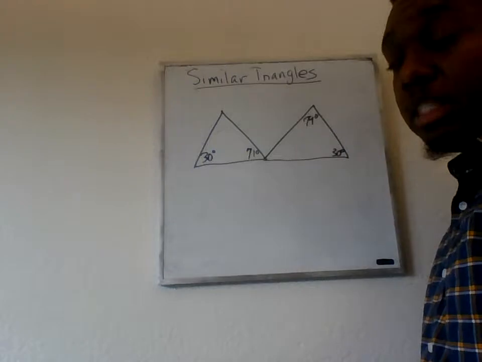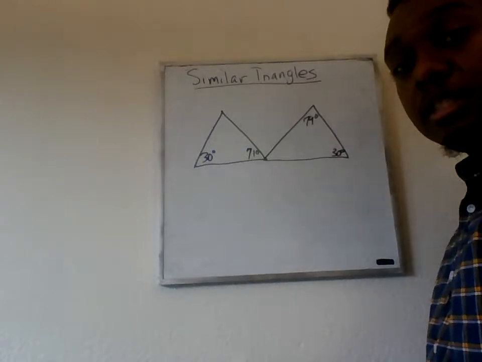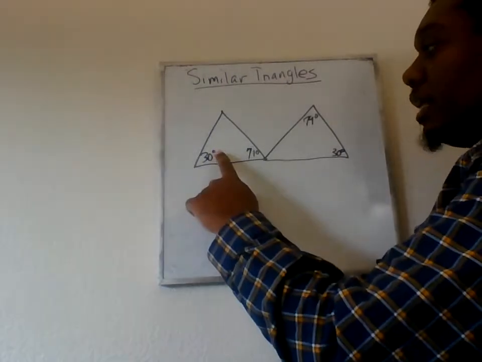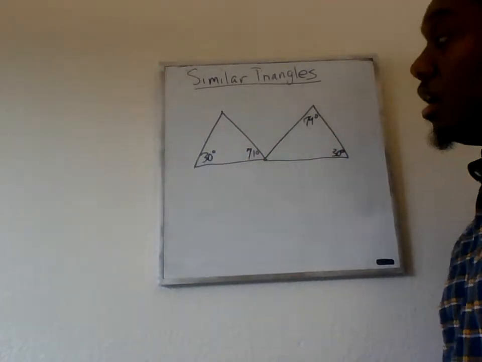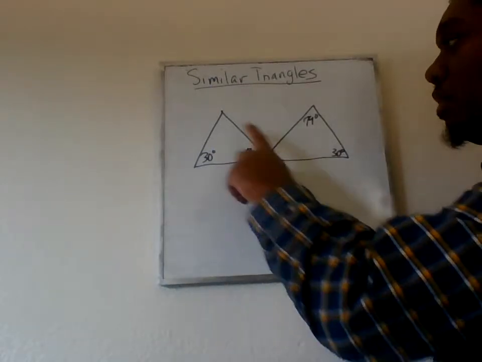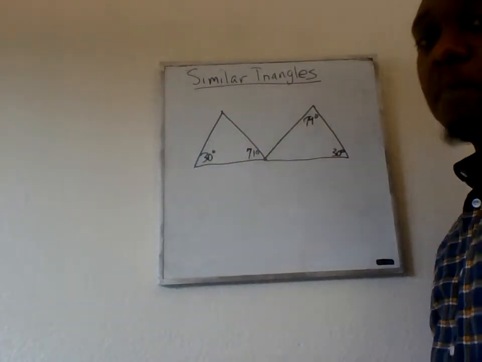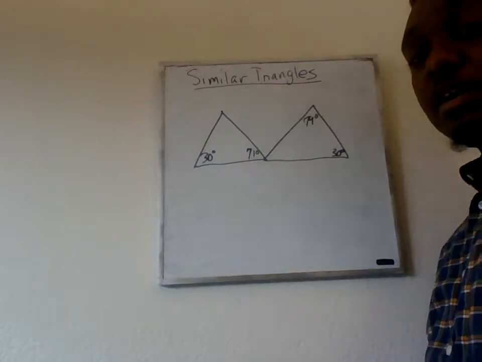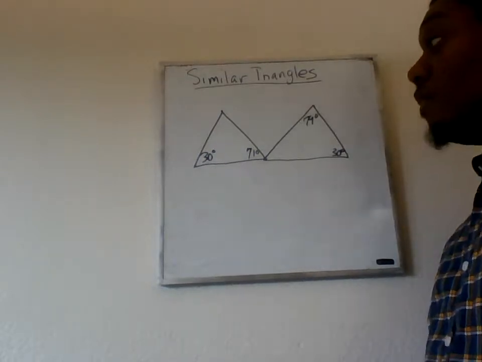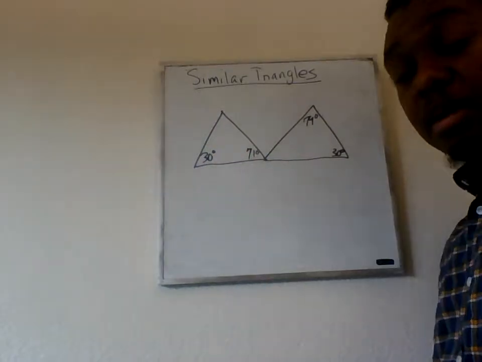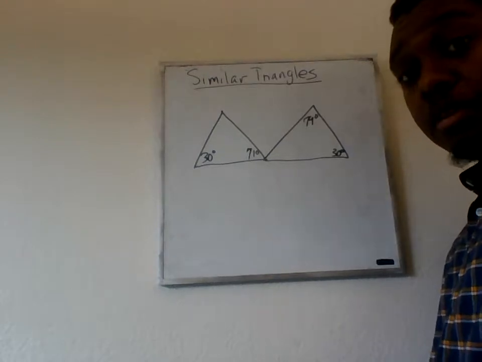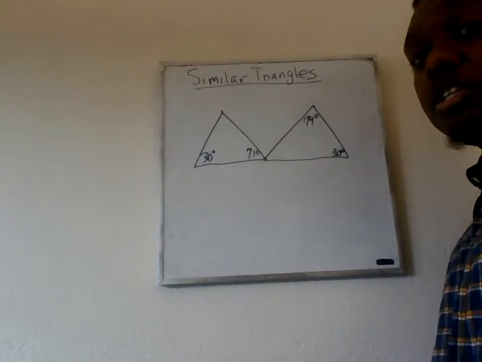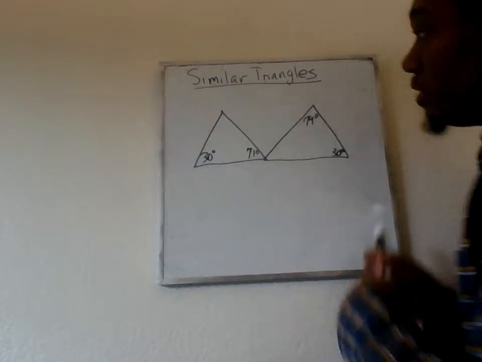In order for two triangles to be similar, their angle measurements must be congruent. We see that this has a 30 and this has a 30, so we're at least good there, right? But we don't know about this angle or this one. That's okay, because we know that the sum of the angles in a triangle has to equal 180 degrees. Therefore, we can find out what these two angles are. If we take 30 plus 71, we get 101. And from 101 to get to 180, we need 79 more degrees. So this must be 79 degrees.